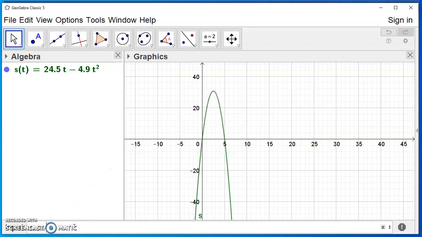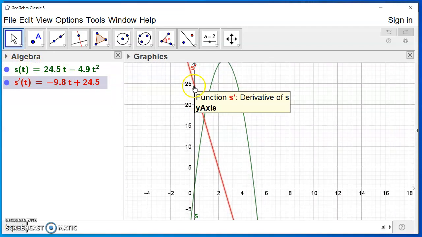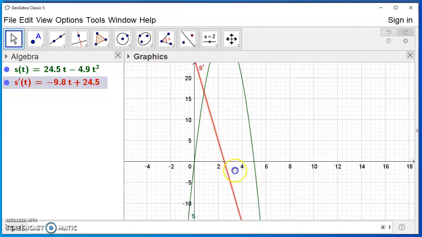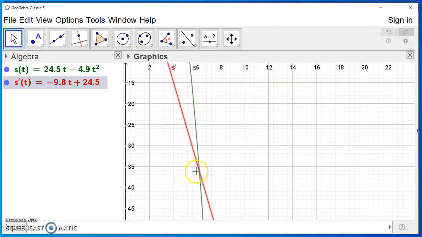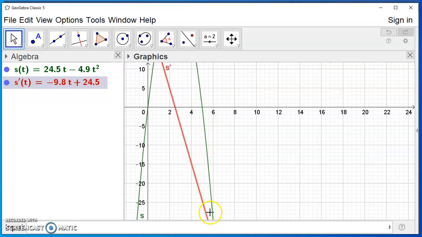So that's the position function. If we take the derivative of s, we get s prime, which is the velocity function. Now the velocity function, it's worth noting, starts at a high positive value and is constantly going down until 0, and then constantly going down until a negative value where it's hitting the ground with a speed of, let's say 35 or so. Or sorry, that's not hitting the ground. It's hitting the ground here with 24.5 meters per second.